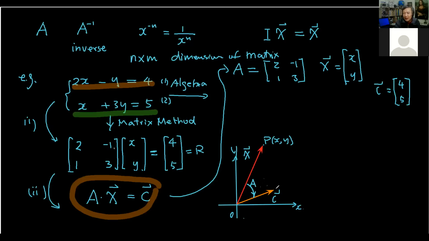But in our question, when we solve the simultaneous linear equations, we know this vector, 4, 5. We know C. C is given. What is unknown is x and y. In other words, we need to find the opposite or inverse transformation. So this inverse transformation is called A inverse.